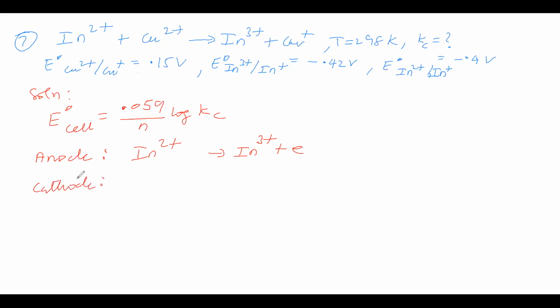Then we will take the cathodic reduction. In the cathodic reduction, see that this Cu2+ is converting into Cu+. This cupric is taking one electron and becoming cuprous. It is called a cathodic half reaction.